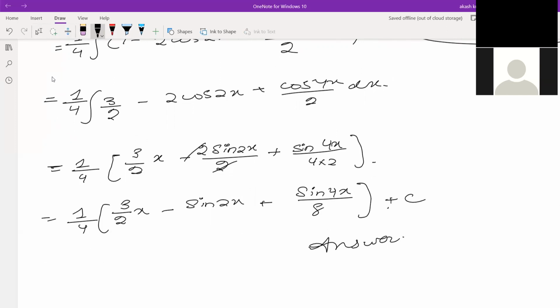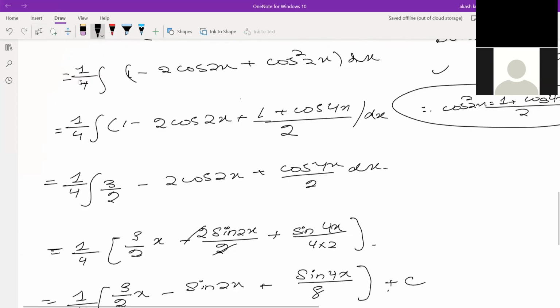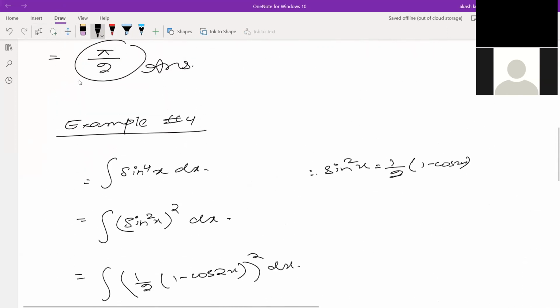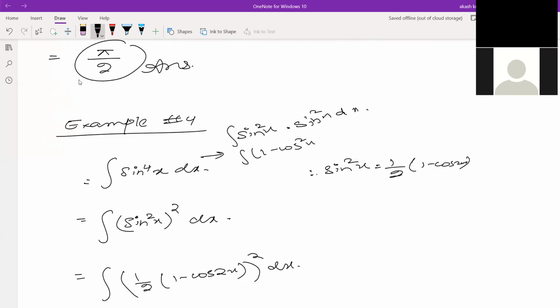Is this question clear? Yes. Okay, even if you want to solve this question, we can solve it as sine square x and sine square x dx. And if I change this sine square x into 1 minus cos square x, it becomes sine square x again.